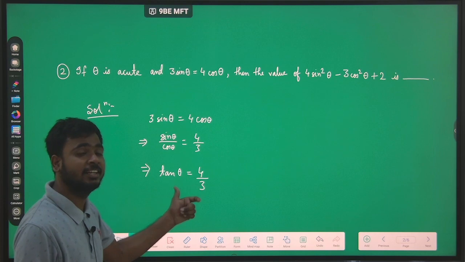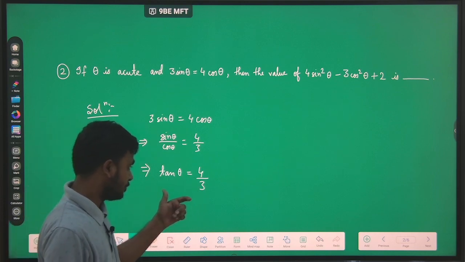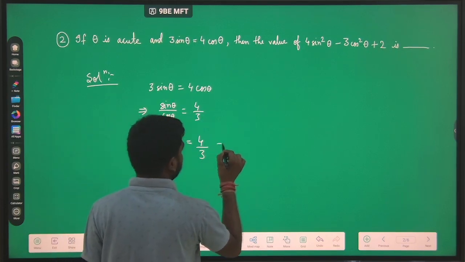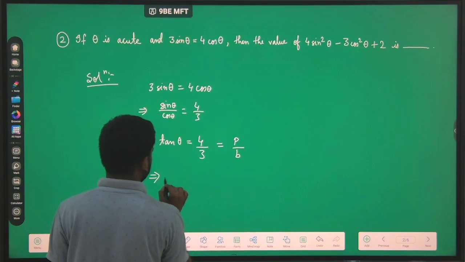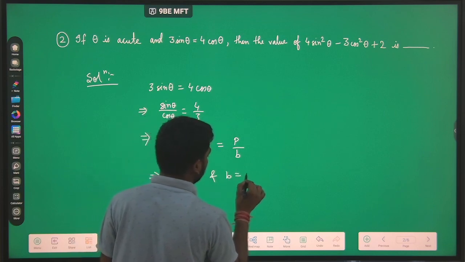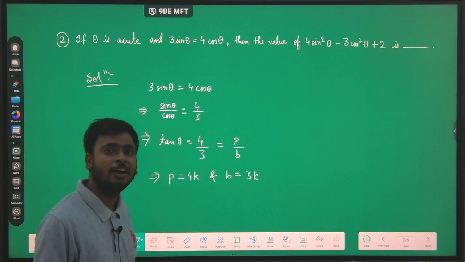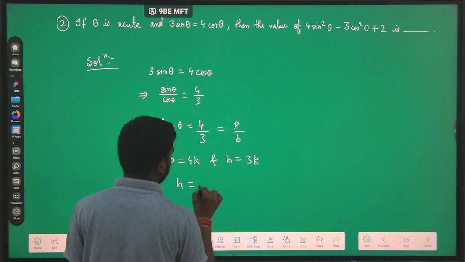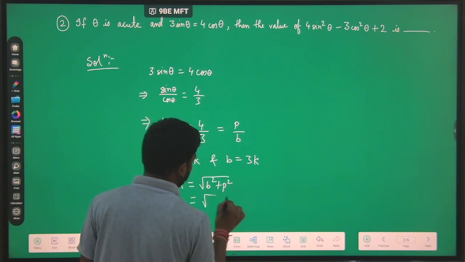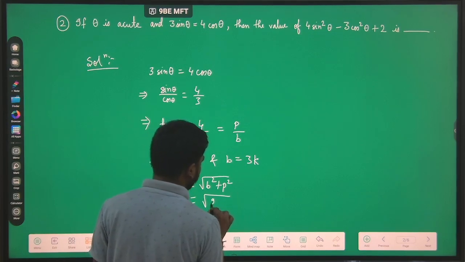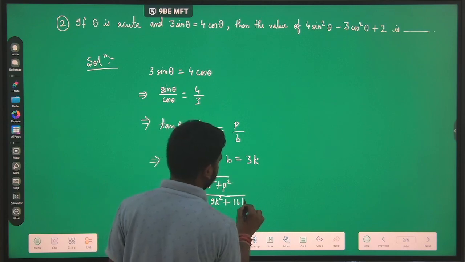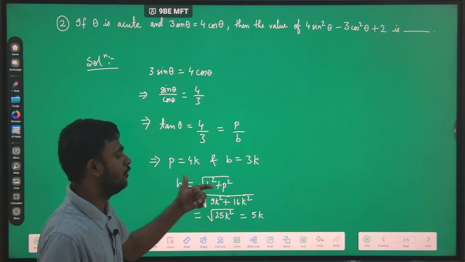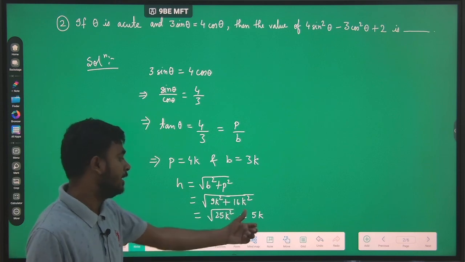Now, it is a trigonometrical ratio. So, every trigonometrical ratio, when taken separately as a value, has some factor in it. We know that tan theta is equal to perpendicular upon base. This implies P will be equal to 4K and B will be equal to 3K. So what we will do? We will find the value of the hypotenuse through Pythagoras theorem. The value of the hypotenuse is root under B square plus P square. That means root under 3K whole square, that is 9K square, and P square is 4K whole square, that is 16K square. So it is root over 25K square, which is equal to 5K. The value of H, the hypotenuse for this right angle triangle, is 5K.